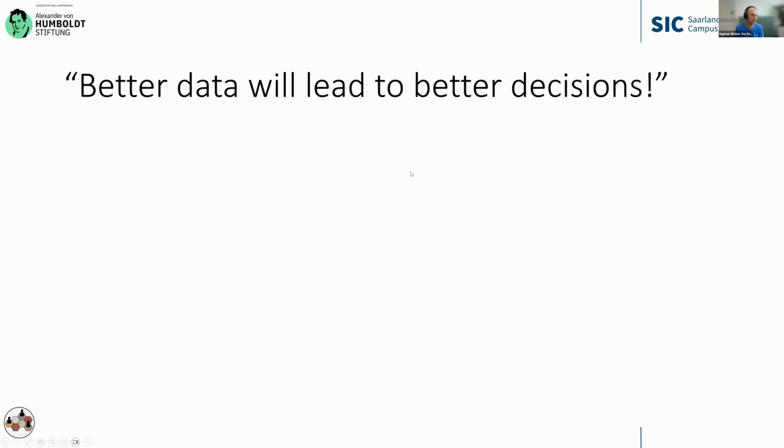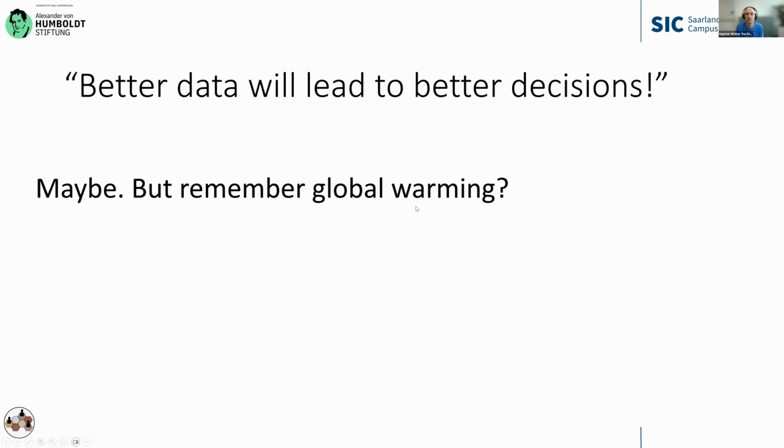And so just to close, a lot of this work is motivated by this mantra: better data will lead to better decisions. And again, I hope that this is the case in some cases. But to be realistic, maybe not always. When it comes to global warming, we've had good data for decades. It's not that we need one more good climate study and then finally we know what to do. So no, that's not the bottleneck.